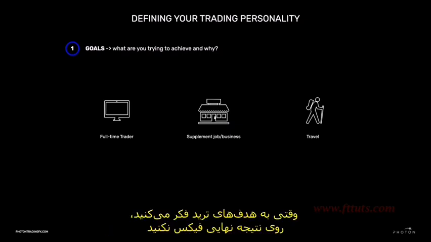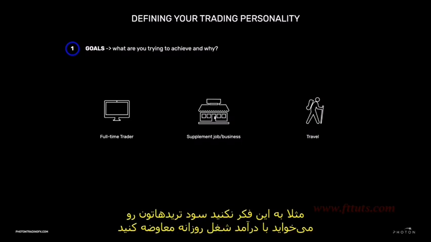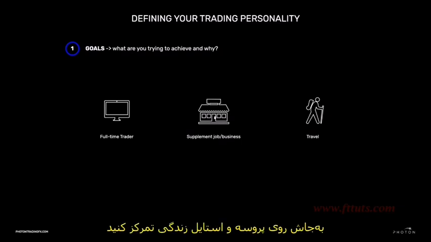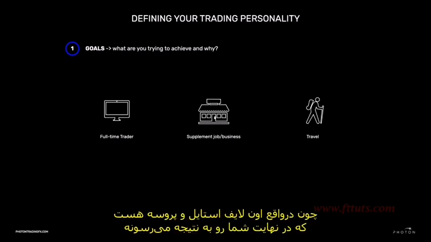So when you're thinking about your trading goals, do not focus on that end result, i.e., you want to replace your income with your trading profits. Instead, focus on the process and the lifestyle. What lifestyle do you want to live? Because it's that lifestyle and that process that is actually going to get you that result.